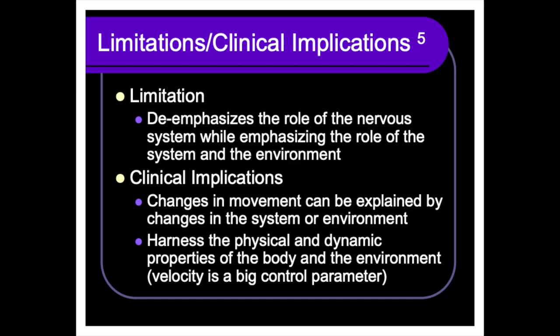Other control parameters that might be important to us are things like orthotics, or devices that help, or assistive devices like a cane, crutches, things like that. Changes in surface, changes in incline or decline. All of those things are potential things that we as physical therapists may want to harness and are control parameters.